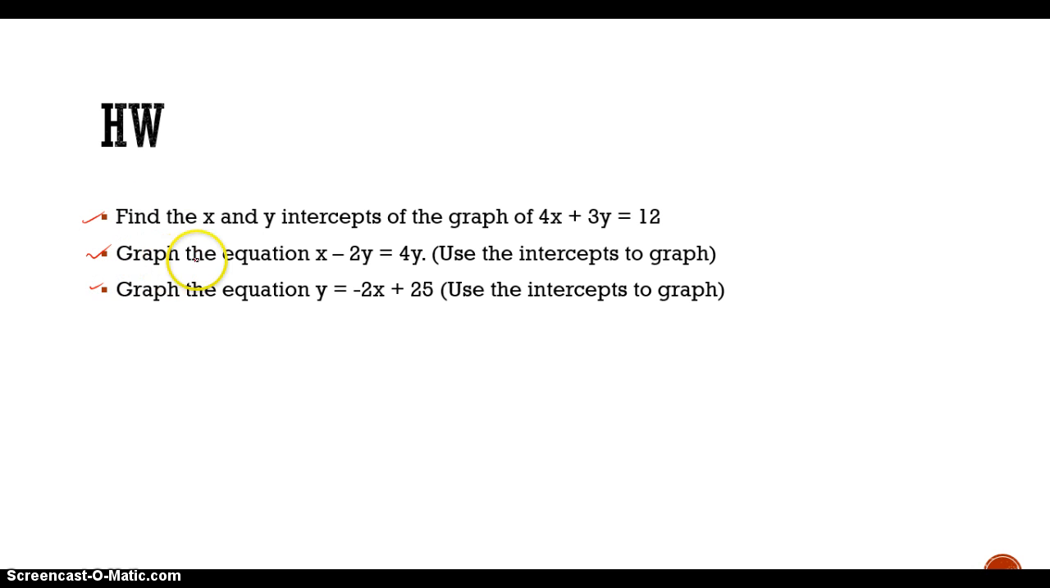So homework. Find the x and y intercepts of the graph 4x plus 3y equals 12. Graph the equation x minus 2y equals 4y. Think about that when you're trying to find your x and y intercept, because you've got to use the intercepts to graph it. And then graph the equation y equals negative 2x plus 25.